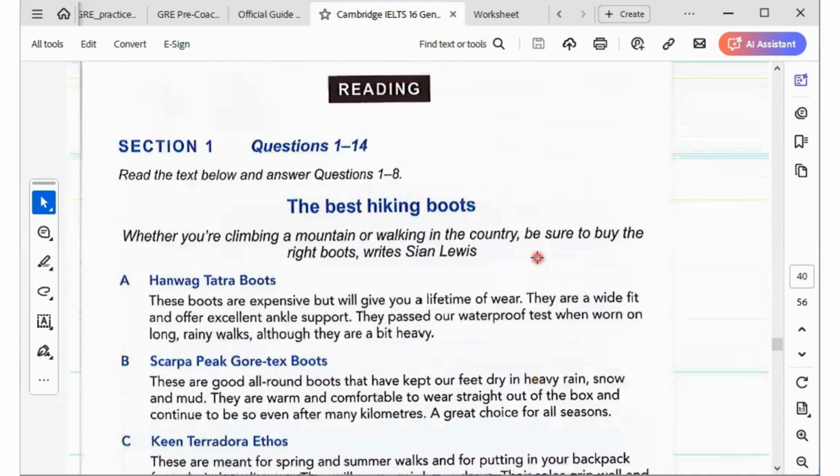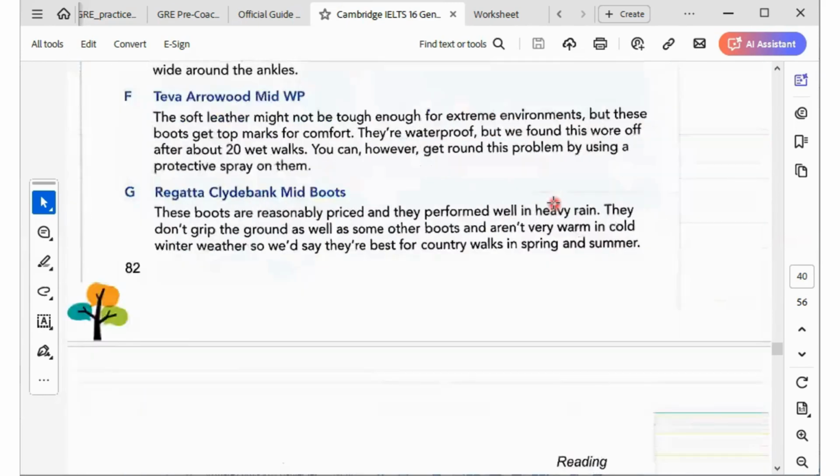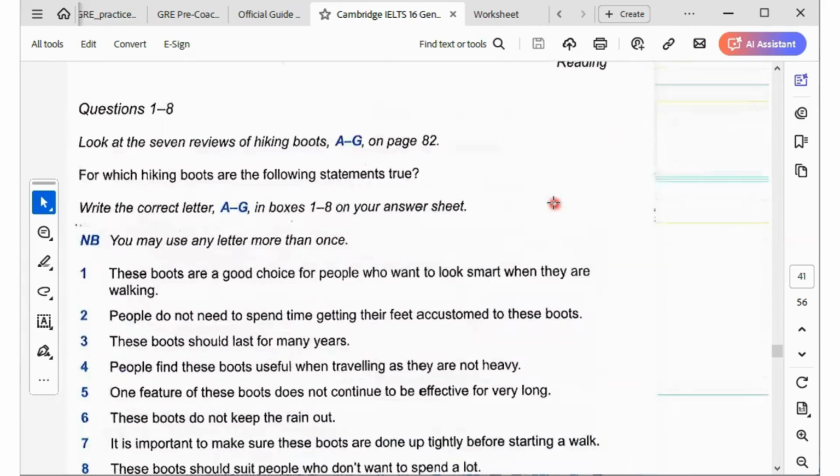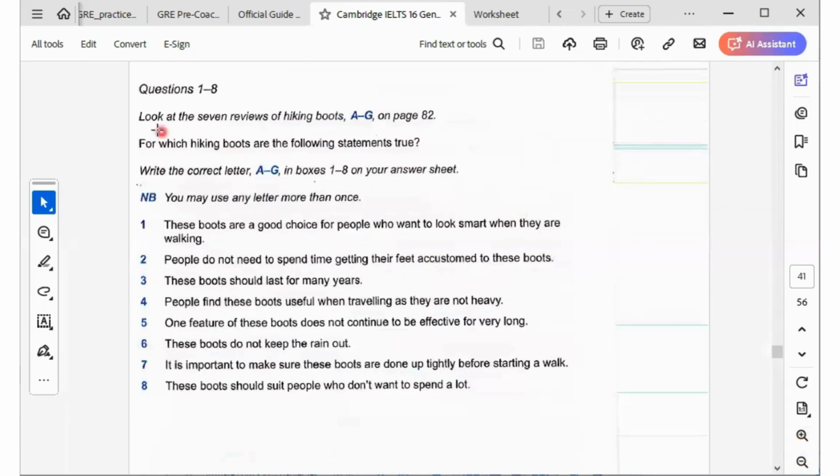So this is our first passage. This passage is titled The Best Hiking Boots. And then the questions connected to it are what we call matching statement questions in IELTS reading. Look at it. It says: look at the 7 reviews of hiking boots.